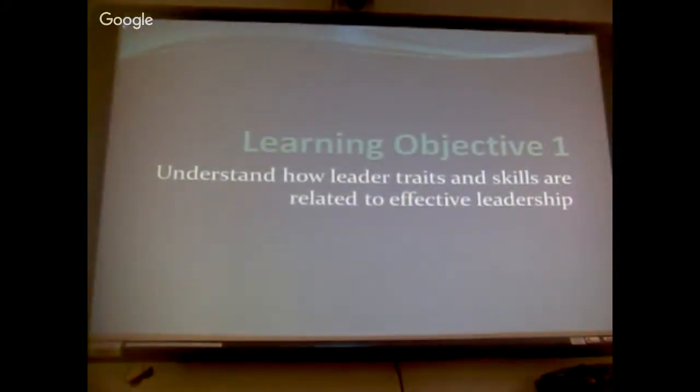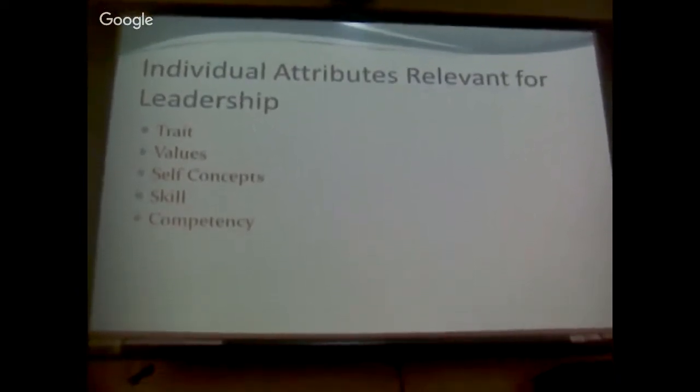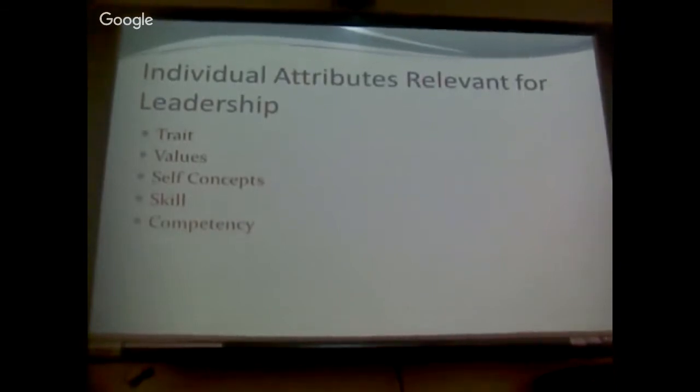So, leader traits and skills related to an effective leader. We're talking about traits. Basically, we're going to be referencing something that is kind of a stable characteristic that people possess. Values have to do with people's orientations towards things. Self-concepts: how do people picture themselves? How do they picture themselves relative to others?